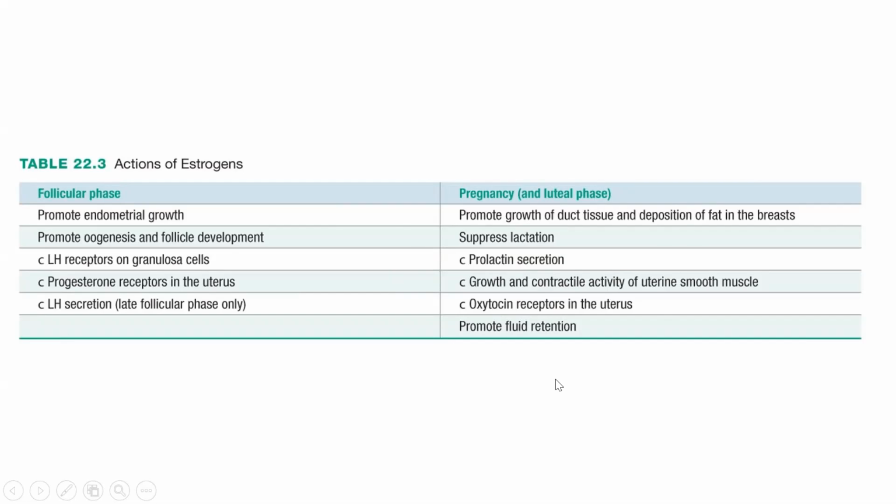In the second half, the luteal phase, it's going to help with the more pregnancy-related functions. So this is in the case of fertilization. It's going to prepare the ductal tissue of the breast. It's going to help with prolactin secretion, again preparing the breast, oxytocin receptors in the uterus, and promotion of fluid retention. So these are the types of symptoms that we usually see in the beginning stages of pregnancy associated with the function of estrogen.